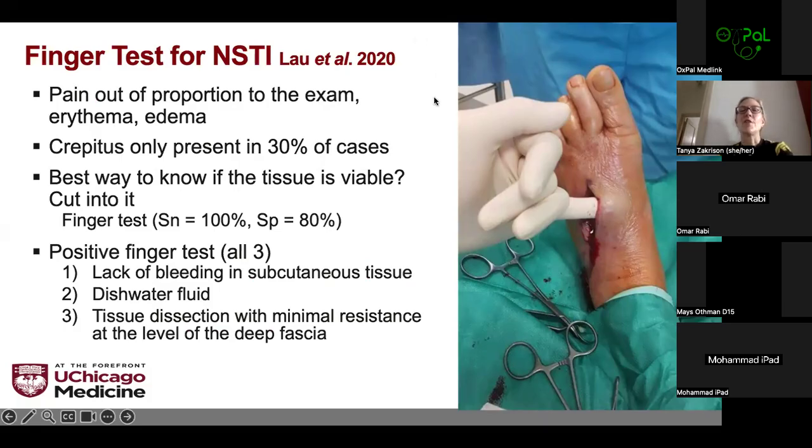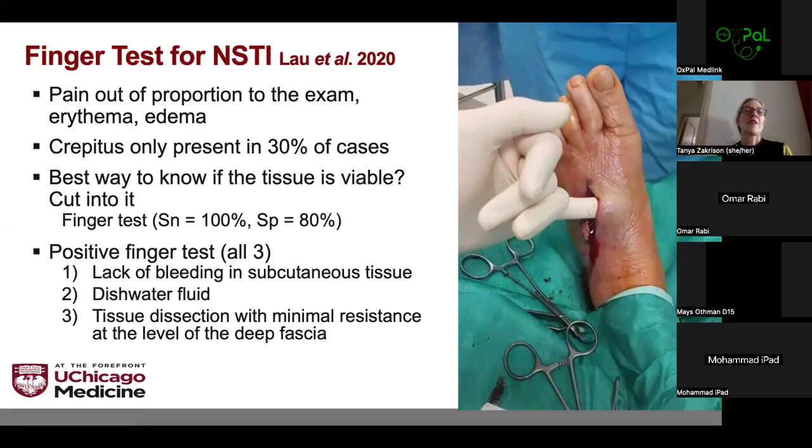And this has been very helpful in countries that have experienced earthquakes and multiple crush injuries, the earthquake in Haiti, for example. All you need to do is, when you have pain out of proportion to the exam, the patient screaming in pain when you touch it, when it looks red, or you have some swelling as well. And crepitus, that sort of gas you feel under the tissue, is only present in 30% of cases. When you're scanning people, it's also only 30%. So I don't scan people.